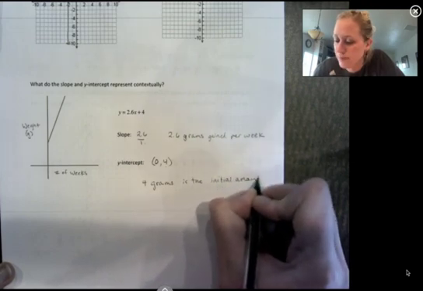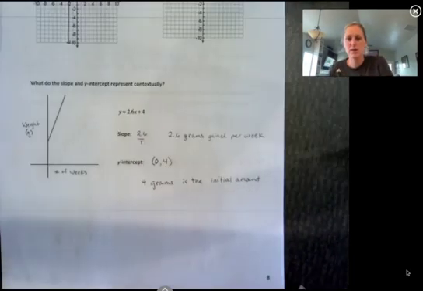or amount. Okay? All right, that's it for 2.3.